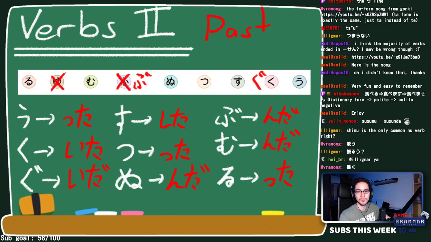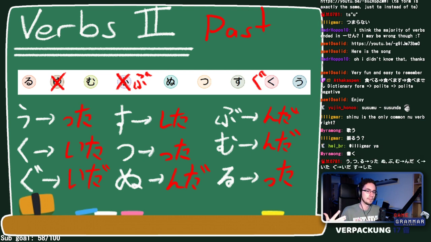Kaku, yeah? Kaku would be kaita. So from u to ita. Gu, like maybe something like katsugu. Katsugu means to shoulder something or to bear something. I think katsugu is more like the more literal meaning. That would be katsuida. Right? Utsuru, ta.